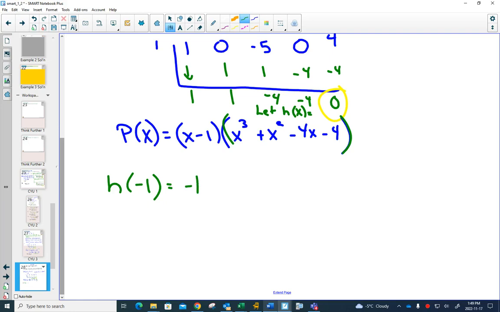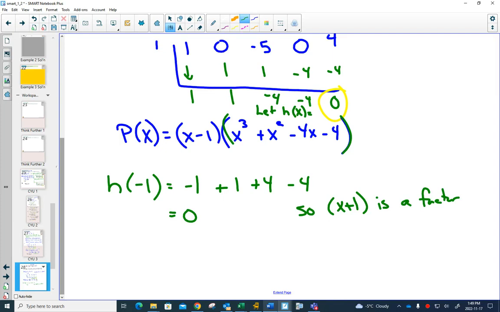Negative 1 cubed would be negative 1. Negative 1 squared would be positive 1. Negative 1 times negative 4 would be positive 4. Equals 0. So x plus 1 is a factor. It's a factor of h of x. It would also be a factor of p of x.